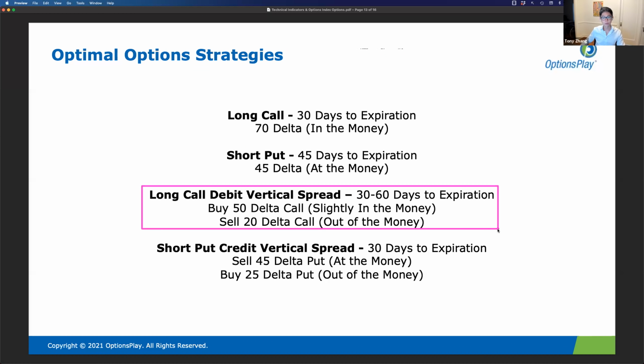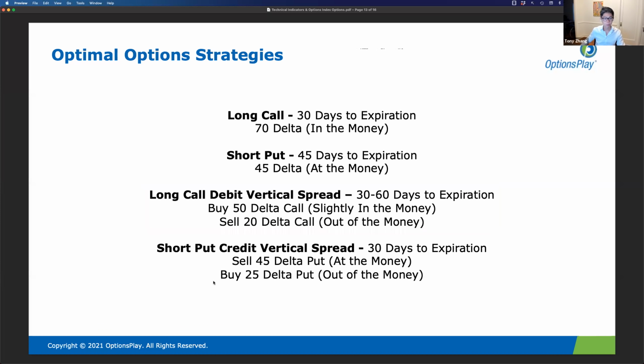When you're buying a debit vertical spread, anywhere from 30 to 60 days, we found there was good performance in 30, 45, 60, very similar performance across the 3 expiration dates. But for the strike prices, buy a 50 delta call, meaning a slightly in the money call, and then sell a 20 delta call against that. So just inside of 1 standard deviation is the optimal strike price for buying a debit spread.